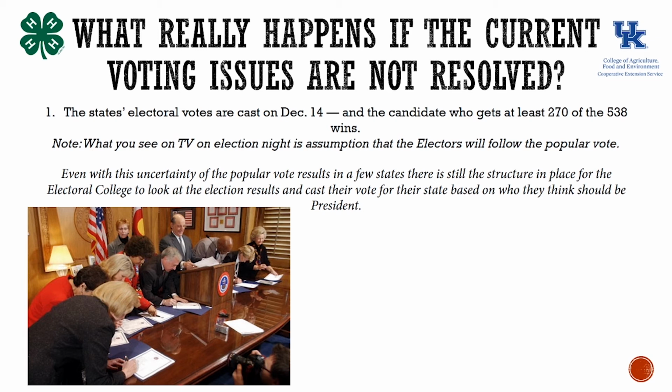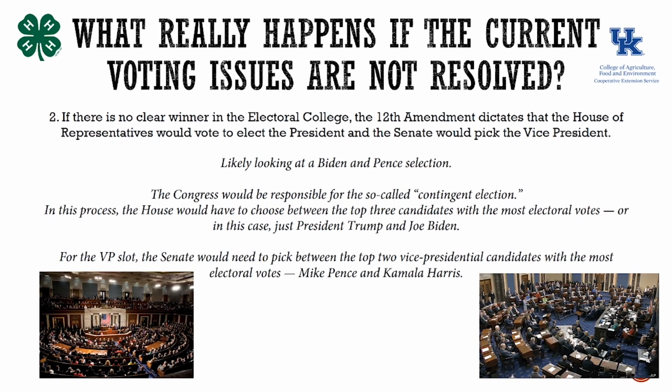He'll get those 8 electors. Well, the news outlets are assuming that in most cases the electors will vote according to the popular vote. And so that's how they kind of guesstimate on that. Even with this uncertainty of popular vote results in a few states, there will still be structure in place for the Electoral College to look at the election results and cast their vote for their state based on who they think should be president. So again, December 14th is coming. The electors are going to vote, and so it progresses forward, even if the popular vote is still a little bit up in the air.